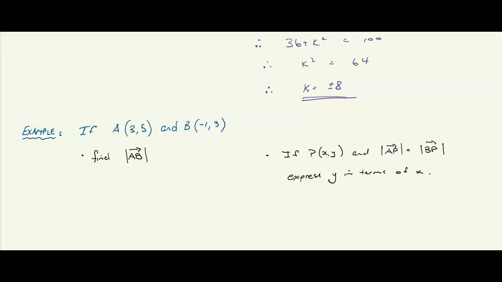So finding AB is finding the vector that goes from A to B. So what am I doing? I'm going from A to B. There's two ways of looking at this. How do I get from 3 to -1? Well, I've gone down by 4. How do I get from 5 to 3? I've gone down by 2. You could write it in a different way as B minus A, like so. You're going to get the same thing.